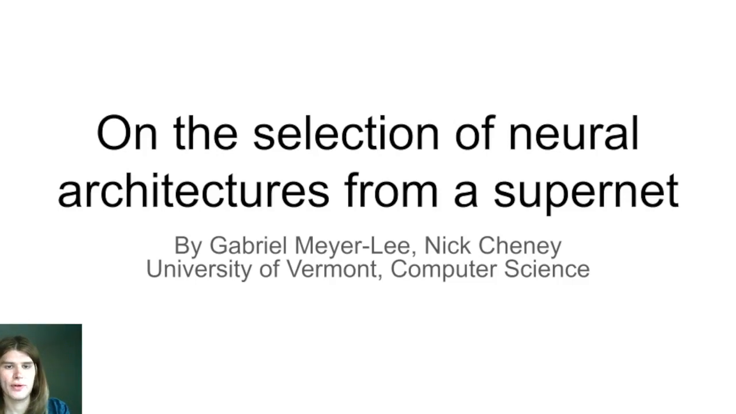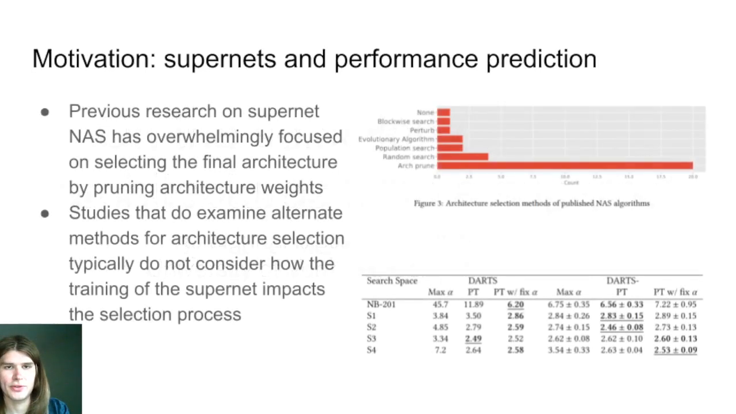Here, we're referring to the end stage of supernet-based neural architecture search, where the final architecture is selected from the trained supernet. Through a brief survey of the literature, we see that overwhelmingly supernet-based neural architecture search algorithms utilize the selection method of the original DARTS algorithm, simply pruning the architecture to the desired size based on the magnitude of the learned architecture weights.